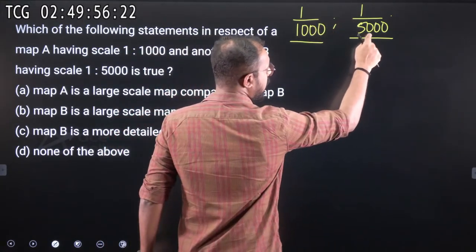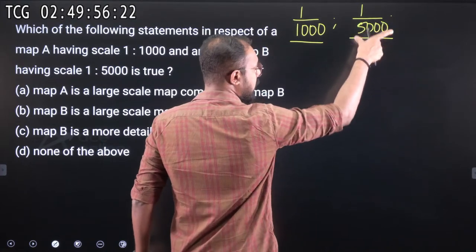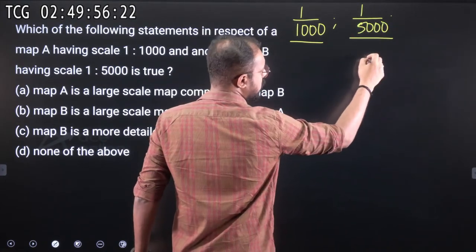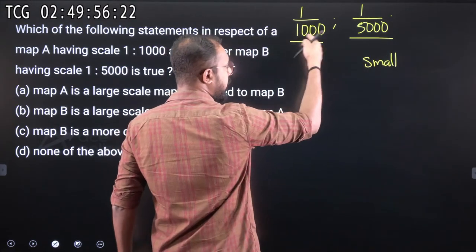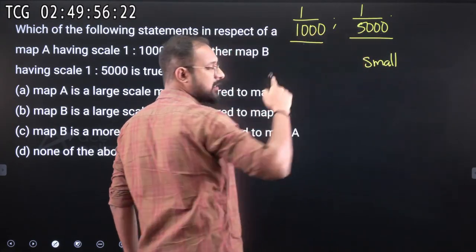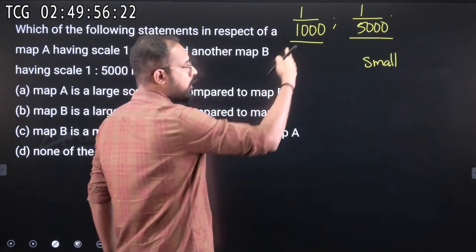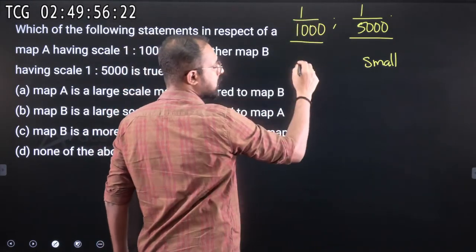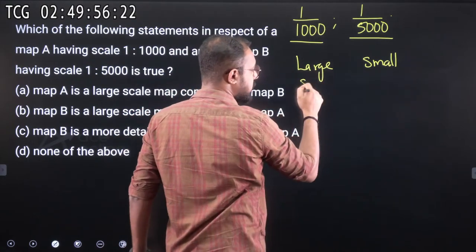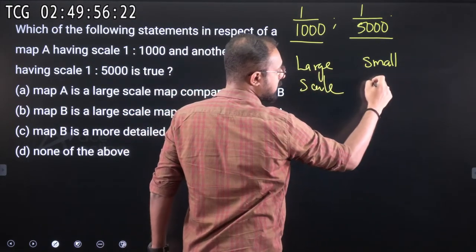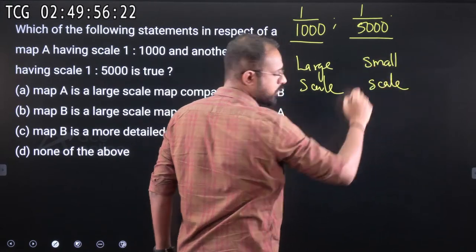See, the denominator of this second fraction is more, therefore this fraction is less. So this is a small fraction. The denominator of the first RF compared to the second is less. So the ratio will be large. So this is a larger fraction. So if this is a large fraction, this is a large scale. If this is a small fraction, this is a small scale.